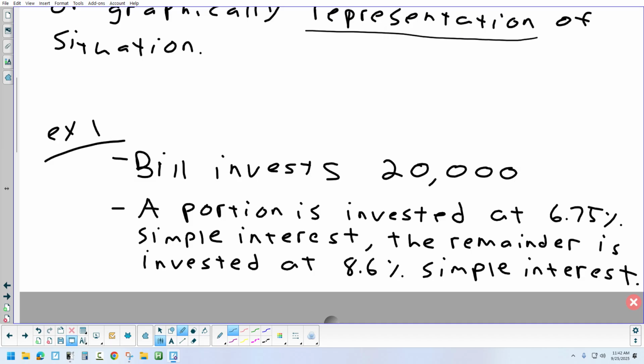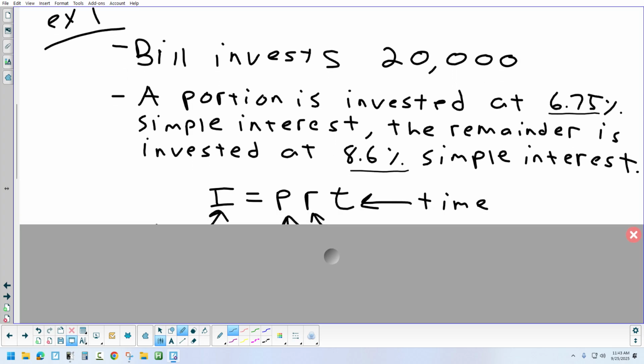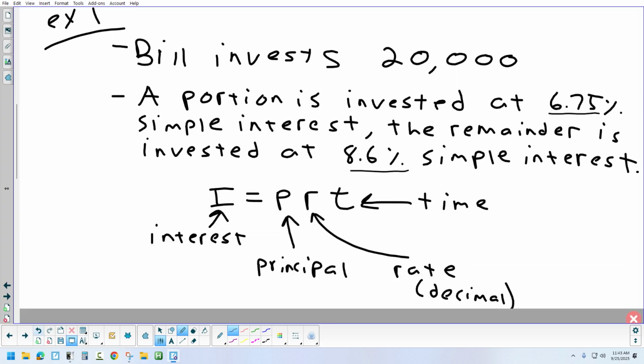The way we're going to separate the 2 investments is based on how much interest they pay. So one of the investments pays 6.75% interest. The other one pays 8.6. Now, I wouldn't expect you to know what the formula is for simple interest right now, because it's a formula from banking or finance, so I'm going to tell you what it is. So we need to know the formula to calculate interest. To calculate interest, you have to multiply 3 things together.